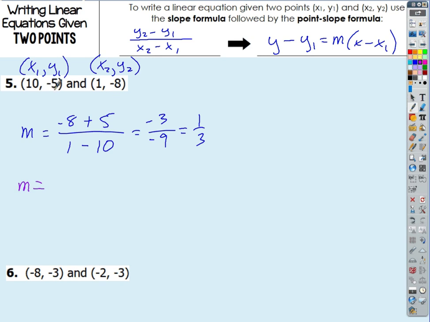Then I would have had -5 minus -8, which is +8 on the top, right? And on the bottom, I would have had 10, this x value, minus that x value, and I'm just going to get +3 over +9. Same thing, 1/3.